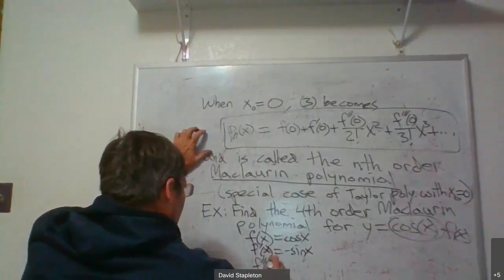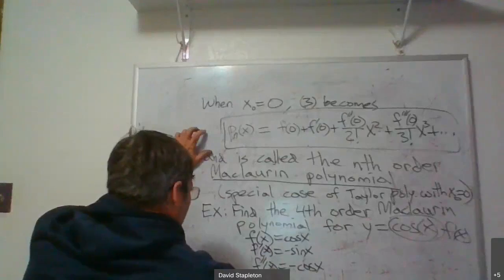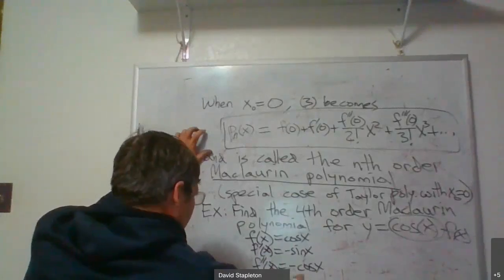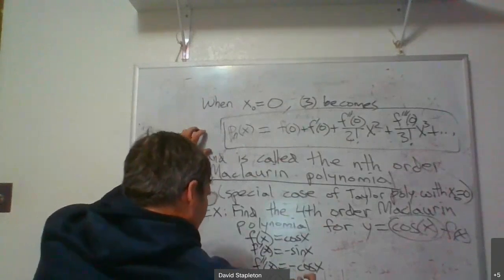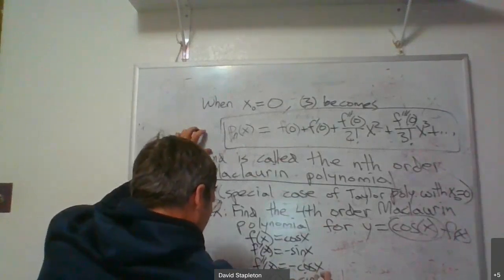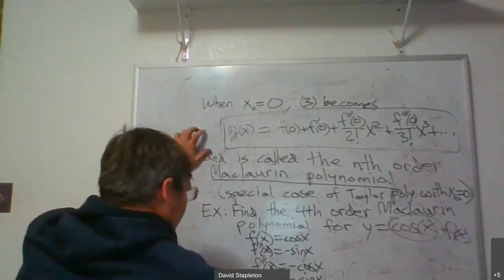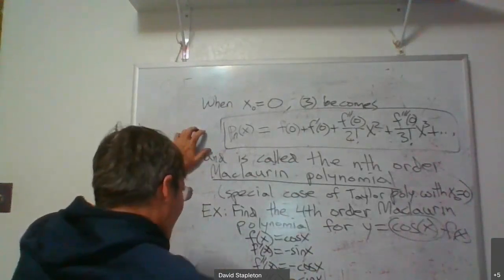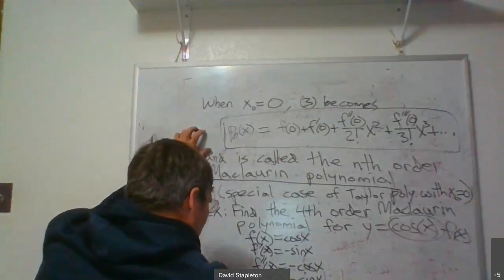F double prime is the derivative of that, minus cosine. F triple prime is the derivative of that, which is sine. And the fourth derivative, I'll write F4. If you get more than 3 scratch marks, it looks pretty hard to read usually. Fourth derivative of x is back to cosine x.